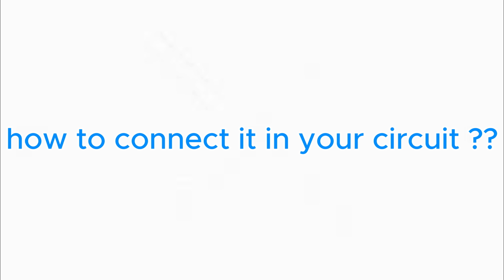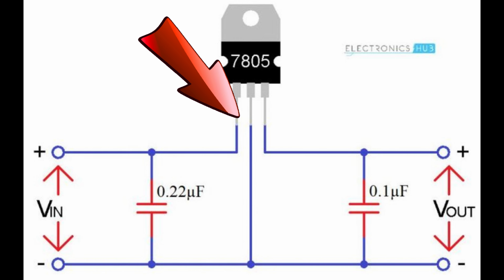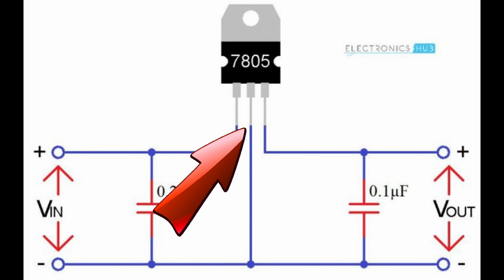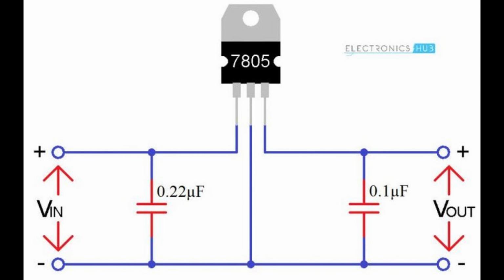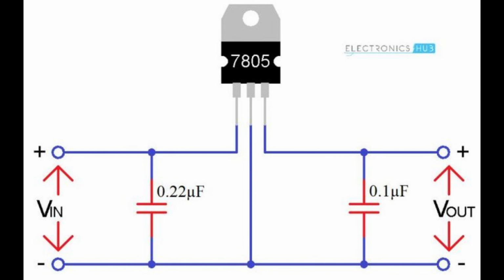How to connect it in your circuit. As you see, the input pin 1 is connected to the positive input voltage. Pin 2 is connected to the negative terminal. Output pin 3 is connected to the positive output voltage terminal. Now connect the 7805 regulator as you see in the video.